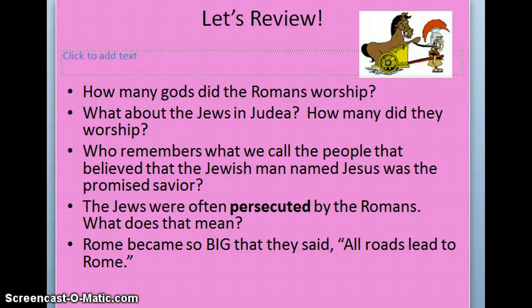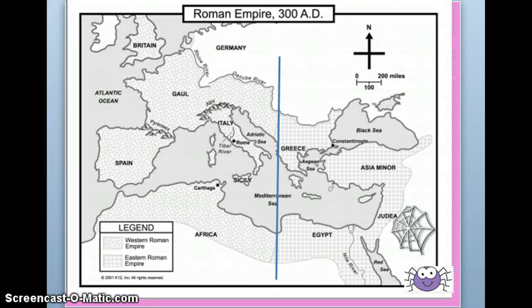Rome became so big, though, that there became a saying, all roads lead to Rome. That's because the Roman Empire was so big that they felt like everything was controlled by the Romans. And you know what? If you were anywhere around the Mediterranean Sea, it pretty much was. So what Diocletian did, like we said, he took and he divided his Roman Empire into two sides.